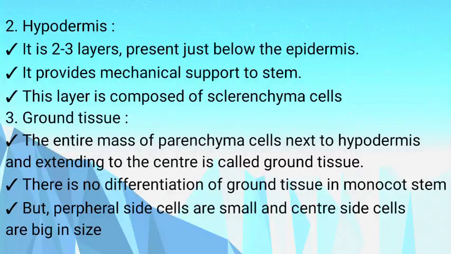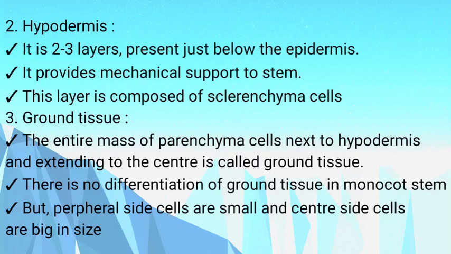Second one, hypodermis. In monocot stem, hypodermis is 2 to 3 layered and present just below the epidermis. The hypodermis of monocot stem is completely composed of sclerenchyma cells, and the main function of this hypodermis is providing mechanical support to the stem.